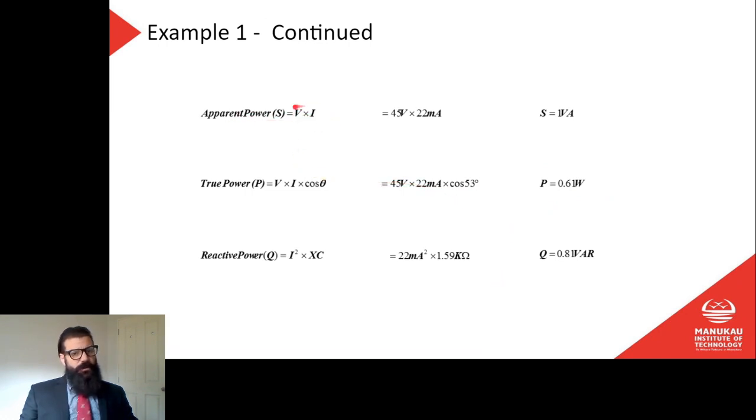So the apparent power, V times I. So total voltage times total current. 45 times 22.6 milliamps equals 1 volt amp, 1 VA. True power will be volts times amps times cos of the angle. Why cos of the angle? Because this is going to form another triangle, my power triangle, and the apparent power will equal the hypotenuse of that power triangle. If the apparent power is the hypotenuse of that power triangle, then the true power will be the adjacent side. So I've got an A and an H, so it's CAH, right?